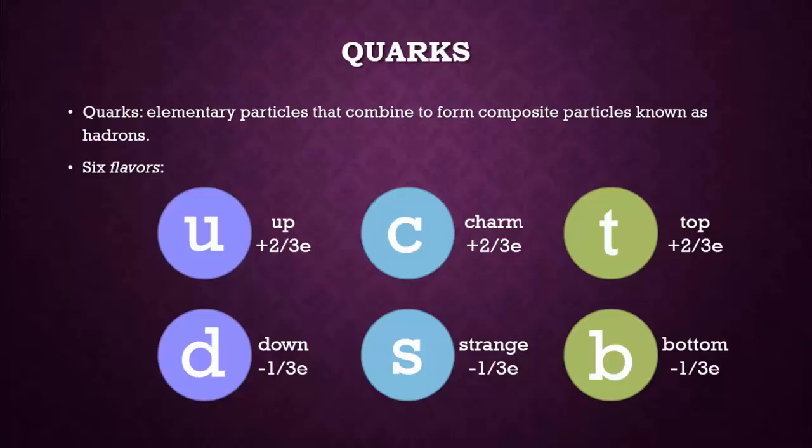Just because some of these particles have the same charge doesn't mean that they're the same. There are many other properties of particles. One very obvious one is mass. Although charm quarks have the same charge as ups, they're more massive, and top quarks are more massive still.